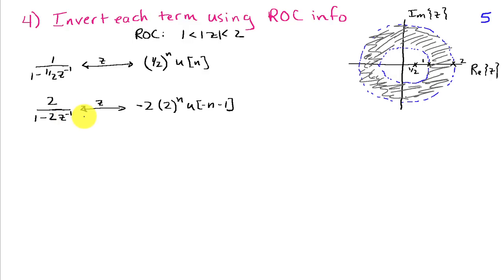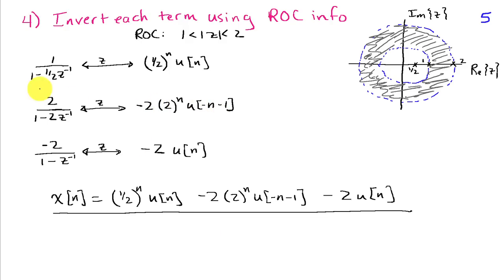And so I'm going to have the non-causal inverse Z transform, and I get minus 2 times 2 to the n u of minus n minus 1. And then the third term, which is minus 2 divided by 1 minus z inverse, this particular pole at z equals 1 is inside of the region of convergence, so I'm going to have the causal expansion, which just looks like 2 u of n. Now I could have written 1 raised to the nth power here, but there's no need. It's just 2 u of n. So I put these three together, and I conclude that x of n is 1/2 to the n u of n minus 2 times 2 to the n u of minus n minus 1 minus 2 u of n.